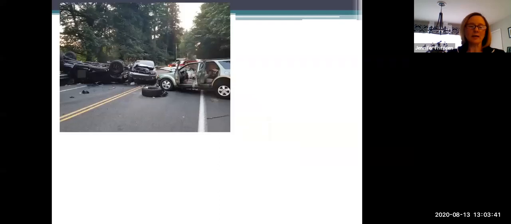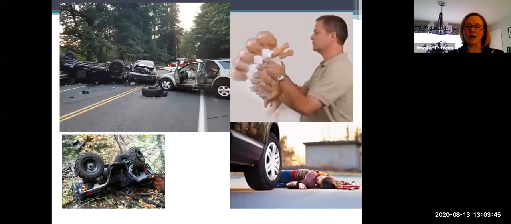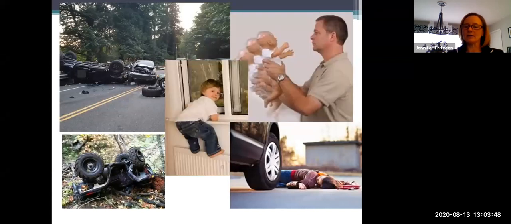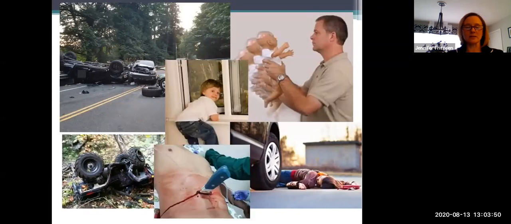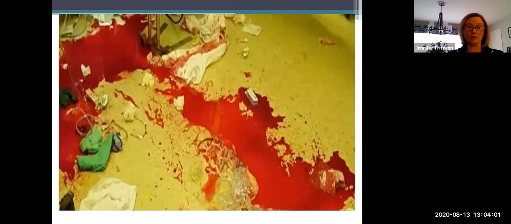So trauma, it could be an MVC, it could be somebody getting hit by a car, an ATV crash, a shaken baby, kids that fall out of windows, somebody gets a knife in the gut, and of course a gunshot wound, and multiple other ways we see kids come in that are going to have potential bleeding and hemorrhage.